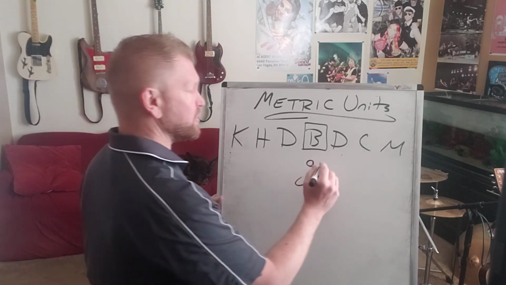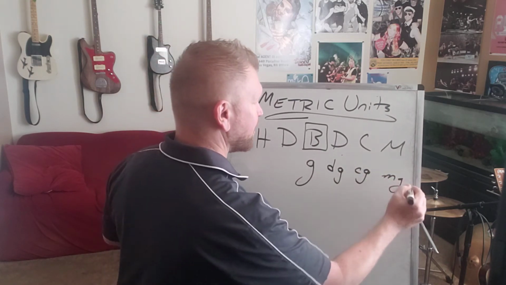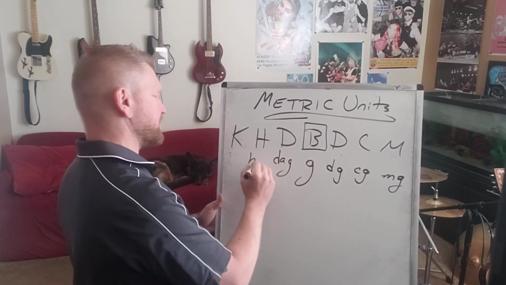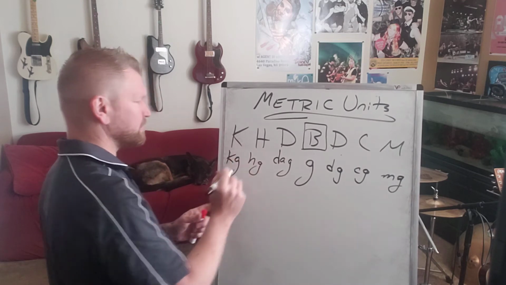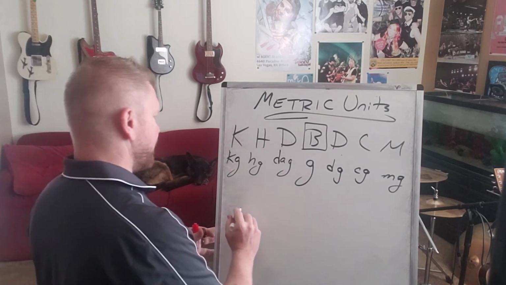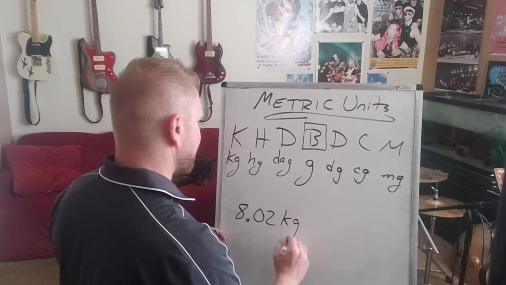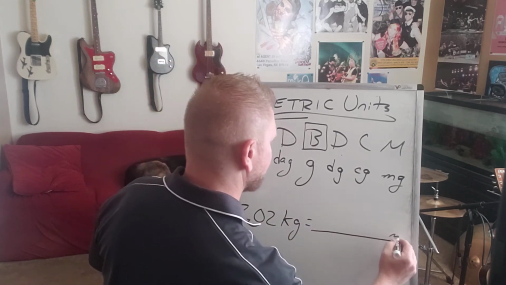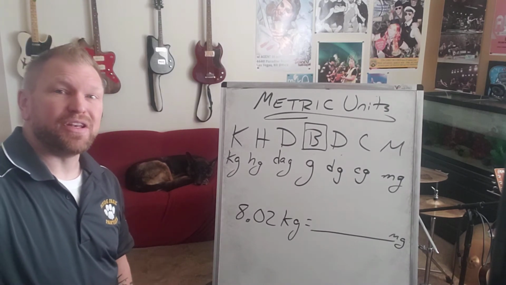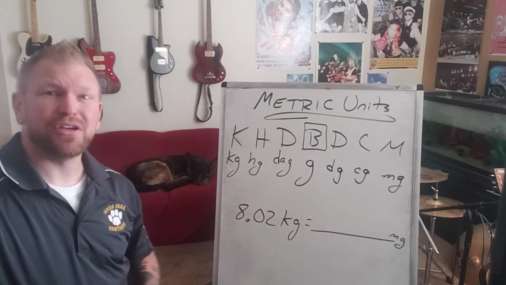Okay, so there's grams, but there's also decigrams, centigrams, and milligrams. There's also decagrams, hectograms, and kilograms. So let's say we had to convert 8.02 kilograms, and we needed to convert them into milligrams. Okay, again, pause the video if you need to catch up, but we're going to try to convert 8.02 kilograms to how many milligrams it is.